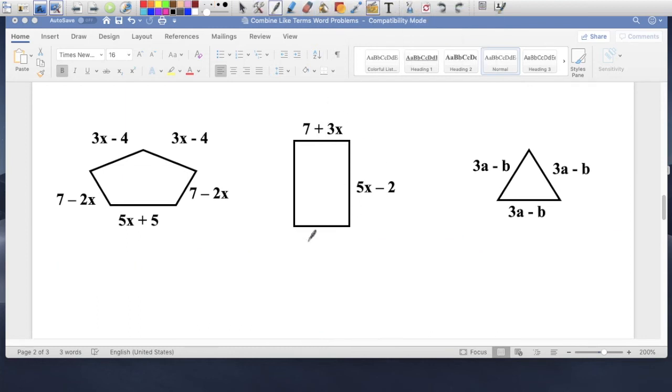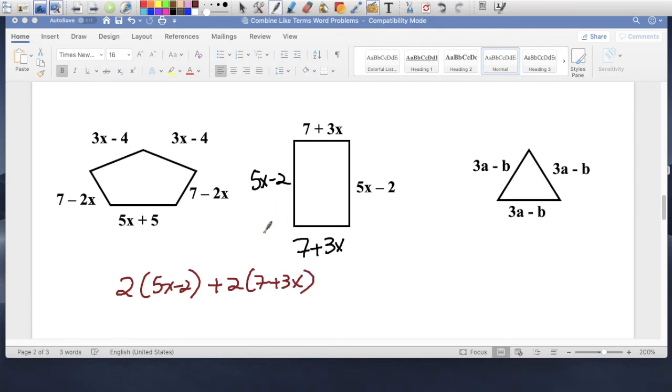Here, it's a rectangle, so we know this bottom is 7 plus 3x, and we know this is 5x minus 2. Let's do the distributive property for this one. So we're going to do 2 times 5x minus 2 plus 2 times 7 plus 3x, right? Because there's 2 of those. You could have just added them.